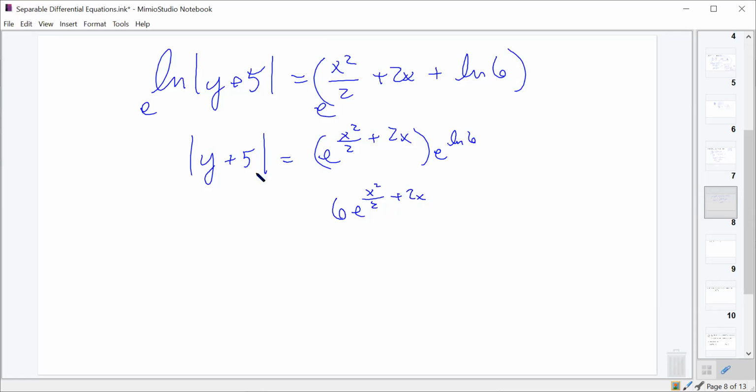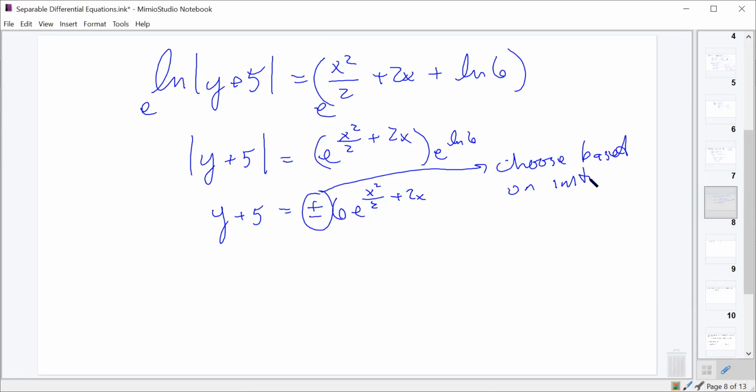And how do I clear off the absolute value? What do I need to do to the right-hand side? Positive or negative, exactly. And we can't have both the positive and the negative for our final answer. We'll have to choose one of these. And how will we choose? Based on the values given, right, based on our initial condition.